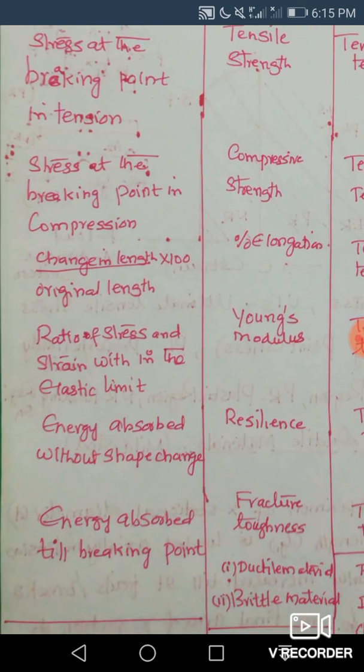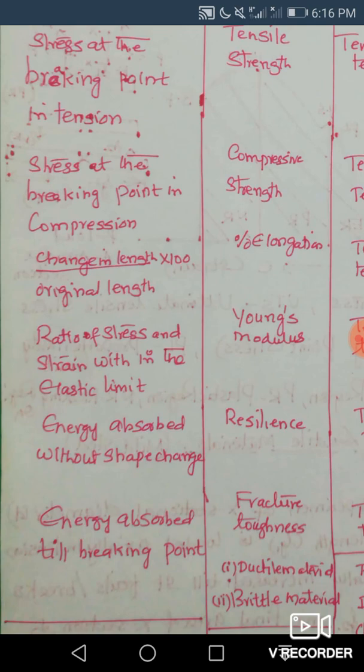And resilience, here the very important things are resilience and fracture toughness. Fracture toughness is measured up to the breaking point and resilience is within the elastic limit, that means before the yield stress only. So, what is resilience? Resilience is the energy absorbed without shape change, that means it is not going into the plastic state, it is in the elastic state. That is how the energy is measured. The energy measured is given by the stress strain diagram. The area of the stress strain diagram gives the energy absorbed per unit volume. Now, finally, fracture toughness.